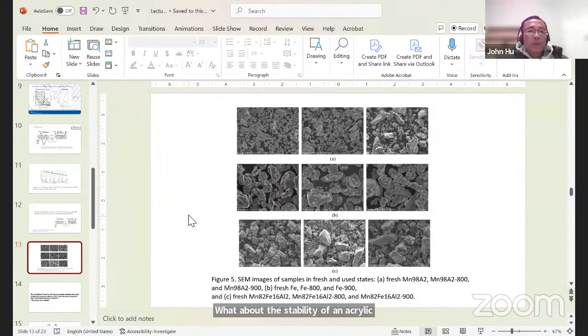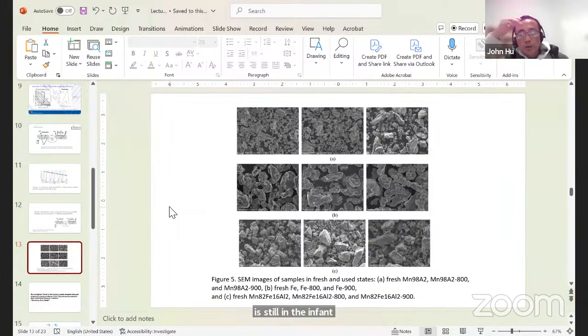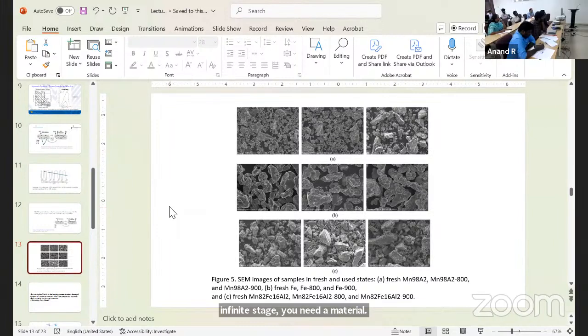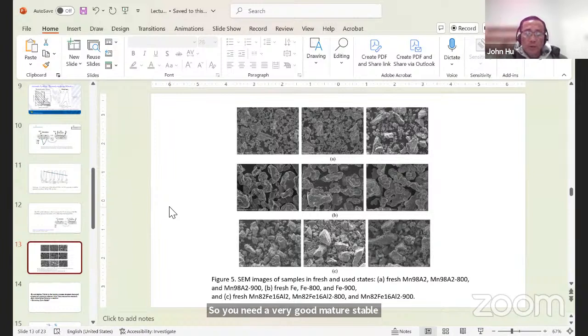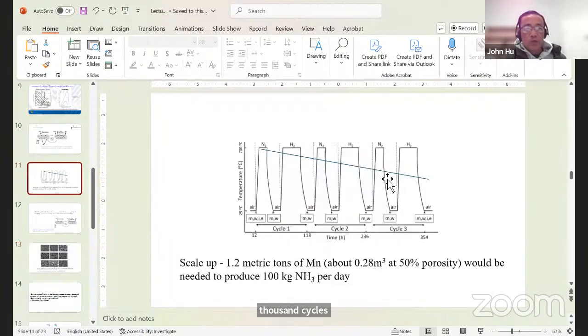No, it's about... That's why chemical looping ammonia synthesis is still in the infant stage. You need a very good material, stable. You need to run this a couple thousand cycles. Okay, not just one cycle. Otherwise, if you only run 3 cycles and it's declining, you cannot commercialize it. So it's still in the early stage. They call it infant stage.